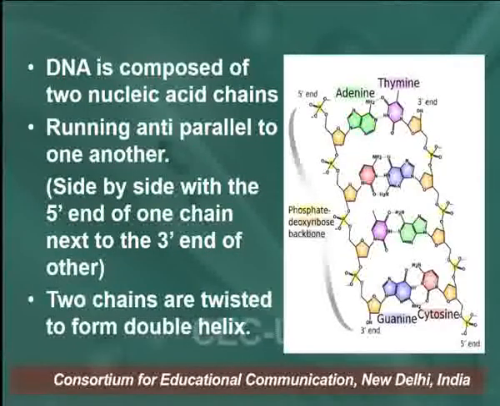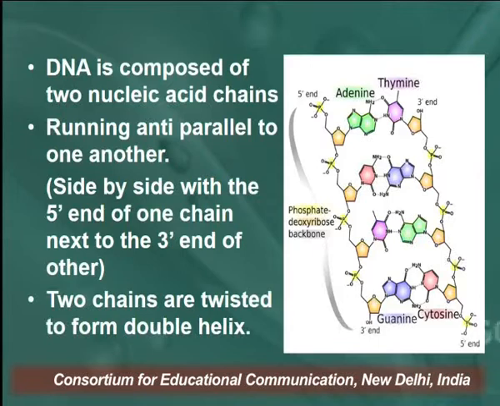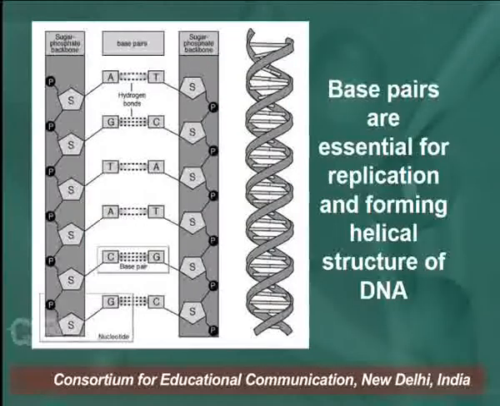So DNA is composed of nucleic acid chains running anti-parallel to one another. This is a very important characteristic of DNA. Both strands run anti-parallel to each other. So side by side, as I told in the previous slide, the 5 end on one chain is next to the 3 end of the other chain. On your screen you can see the 5 end on one end and the 3 end on the other end. So the two chains are twisted to form the double helical structure.